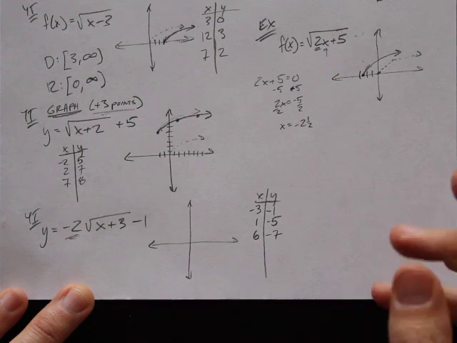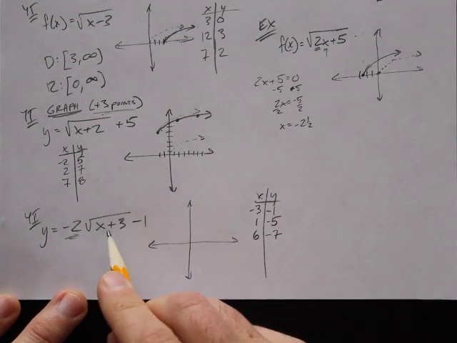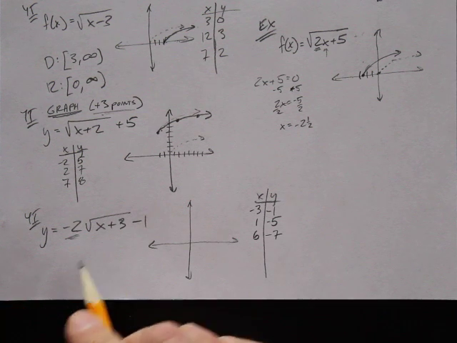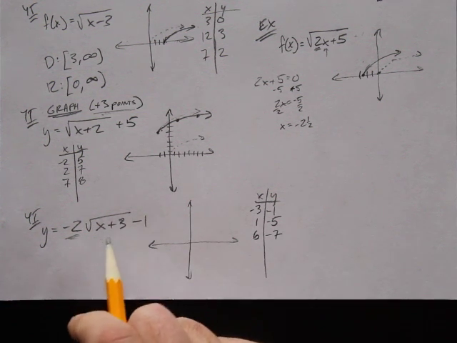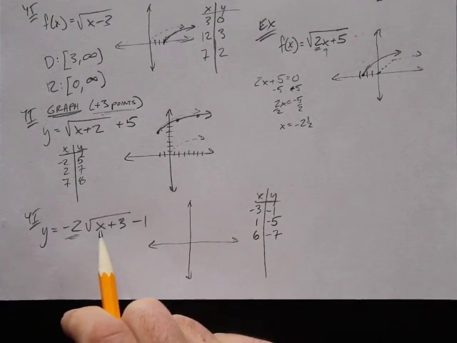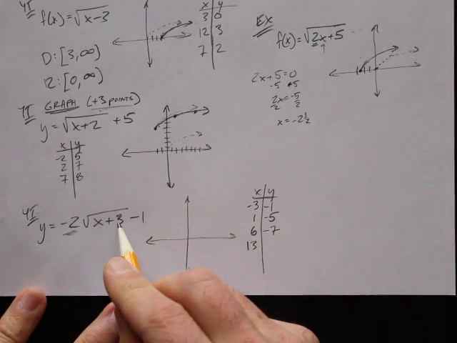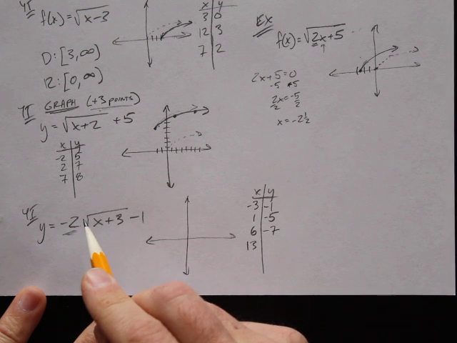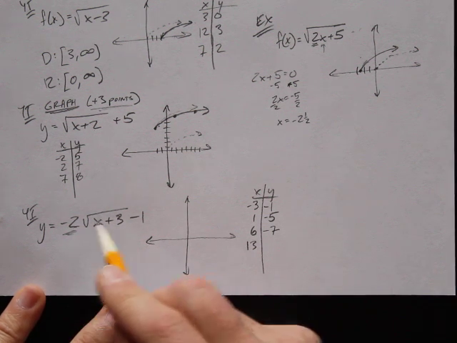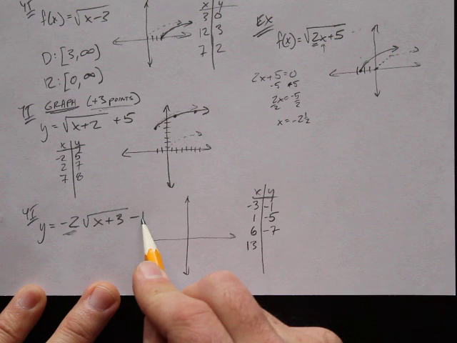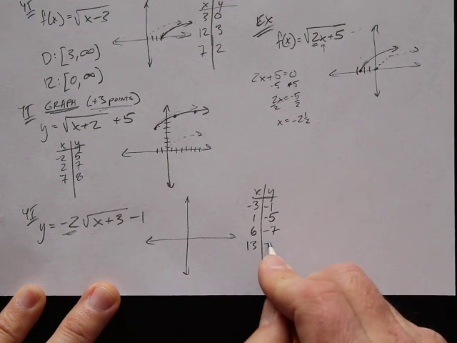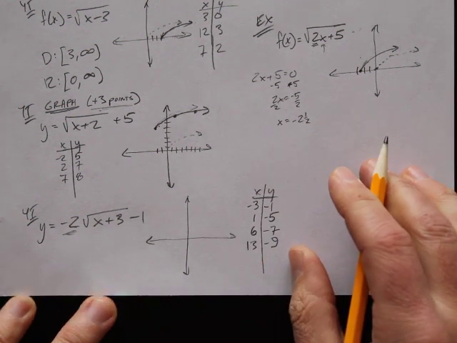Shall we do one more? Let's do one more. Let's make this 16. So let's plug 13 in for x. 13 plus 3 is 16. Square root of 16 is 4. 4 times -2 is -8. Minus 1 is -9. Okay, we got 4 points.